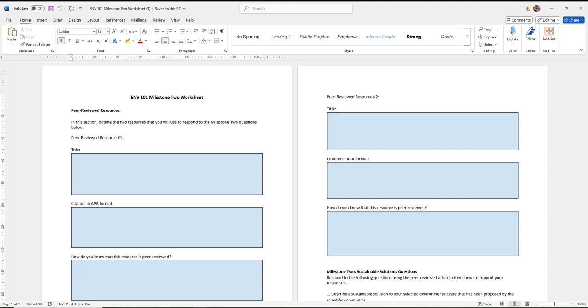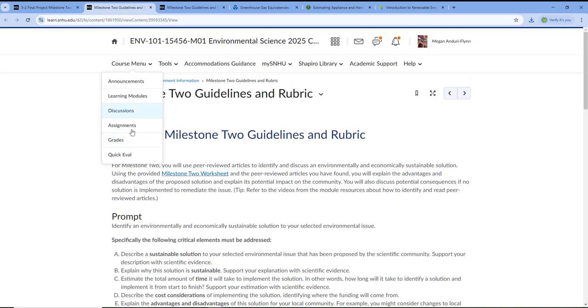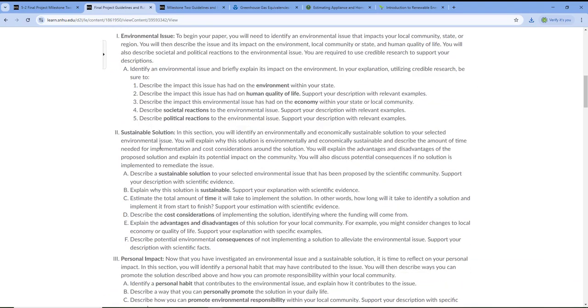If I go back into our final project, let's go into the final project prompt. If we look under sustainable solutions, part 2, describe a sustainable solution to your selected environmental issue that has been proposed by the scientific community. That's the exact same thing that's in your milestone 2. So basically what you're doing in milestone 2 is you're completing part 2 of your environmental issues paper.